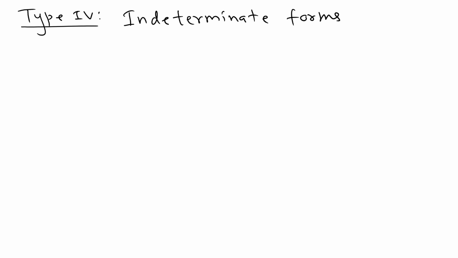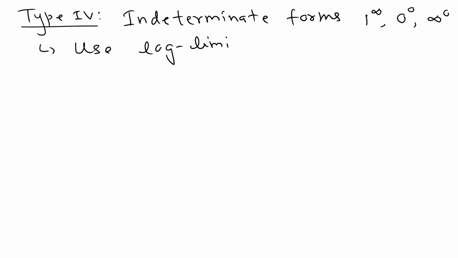In this one, we have several different indeterminate forms. One is 1 to the infinity, that's one type, 0 to the power 0, or infinity to the power 0. Those are the other types. They are all the same type, because we can use the same argument for these problems. For these, we can use the log limit argument.